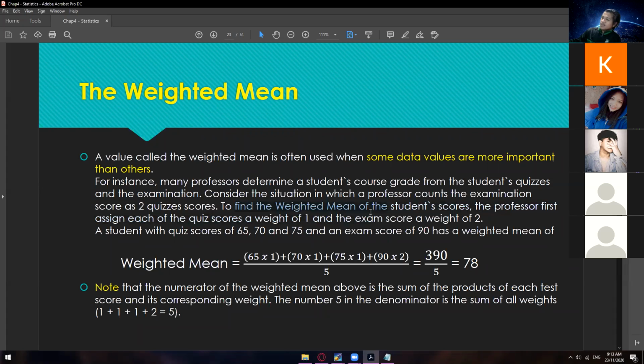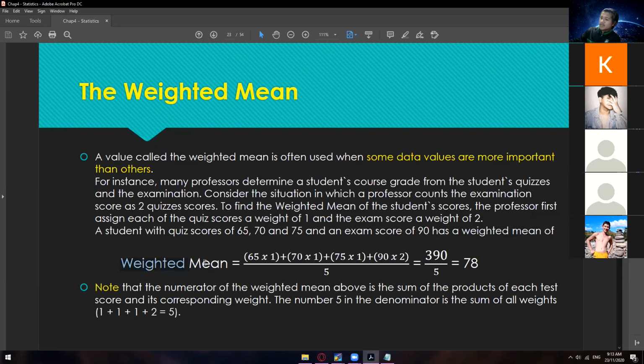To find the weighted mean of the student's scores, the professor first assigns each of the quiz scores a weight of 1, and then a weight of 2 for the exam. Again, as I said a while ago, in this situation the exam is twice as important as the quiz, right? So a student with quiz scores of 65, 70, and 75, and here is his exam score, which is 90. It's quite high.